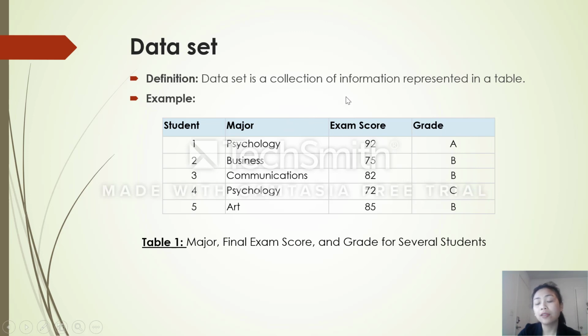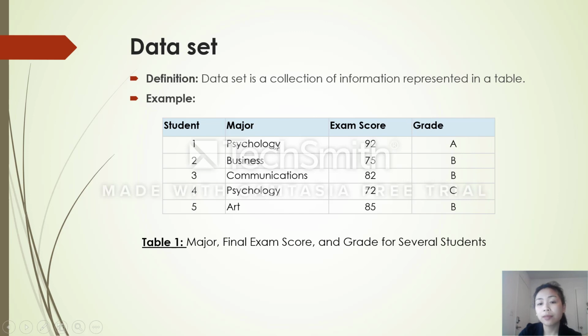So these 3 pieces of information are called 3 variables. The first piece of information tells us what the major of the student is. The second piece of information tells us the exam scores of the students. And the last piece of information tells us the letter grade of their performance. So here in the dataset we have 3 pieces of information, and these are called variables.